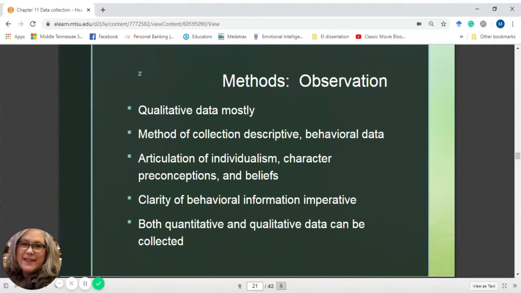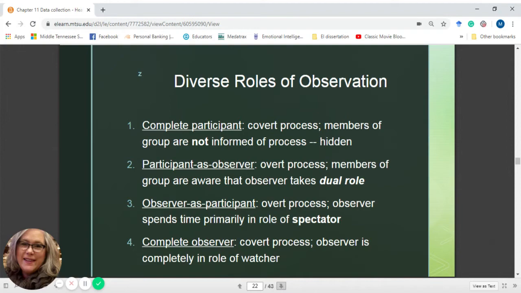But with our observations, we're just looking at what the group or the individual is doing, right? It's descriptive, it's behavioral, and we can or cannot participate in what's going on as the observer. We're going to talk about different types of observing, but most of the time this is for qualitative data collection. Then here are the different types of roles as the observer. I've given you some extra help as far as examples of this on D2L. This will come back to you in the exam when we get to that.